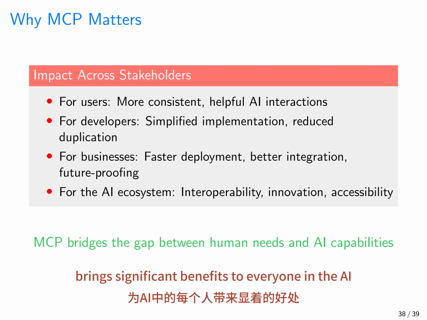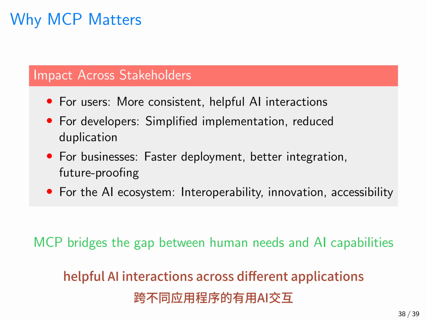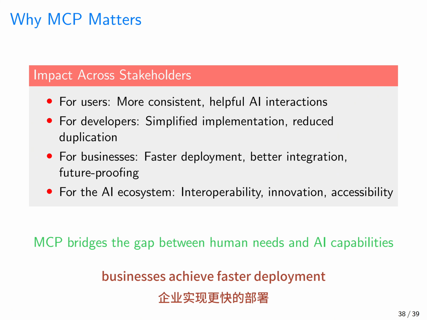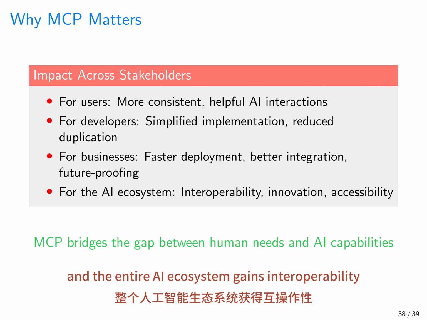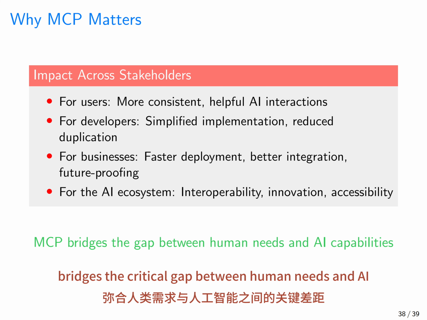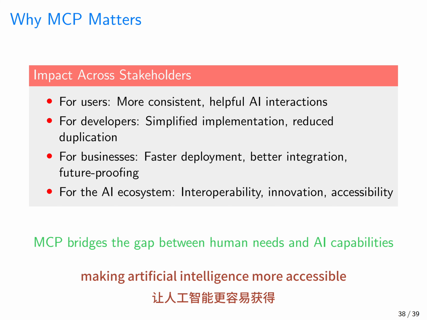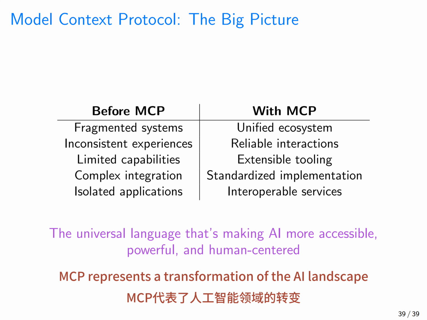MCP matters because it brings significant benefits to everyone in the AI ecosystem. Users enjoy more consistent, helpful AI interactions across different applications. Developers benefit from simplified implementation and reduced duplication of effort. Businesses achieve faster deployment, better integration, and future-proofing of their AI investments. And the entire AI ecosystem gains interoperability, innovation capacity, and accessibility. In short, MCP bridges the critical gap between human needs and AI capabilities, making artificial intelligence more accessible and useful for everyone. In the big picture, MCP represents a transformation of the AI landscape.